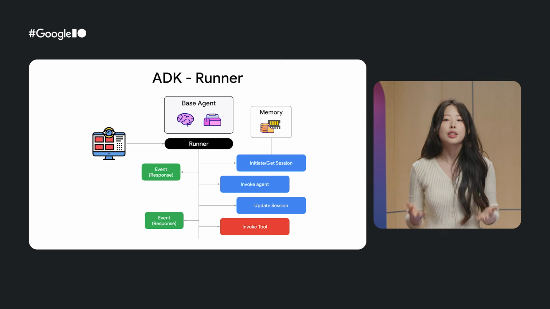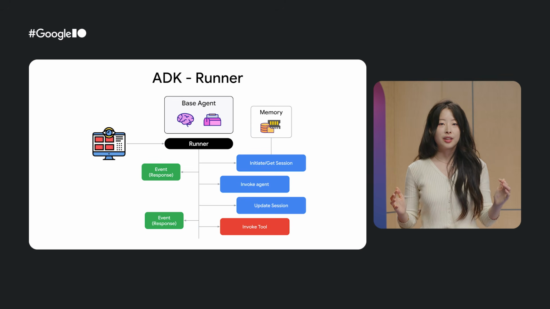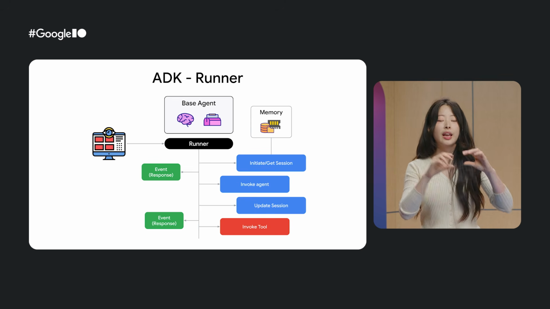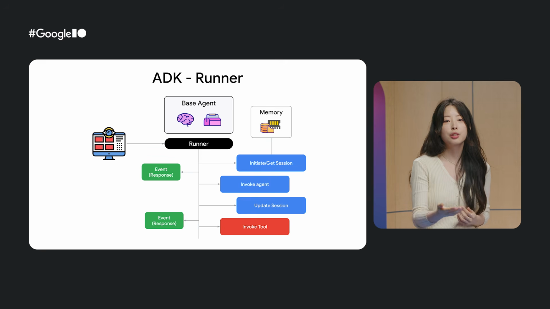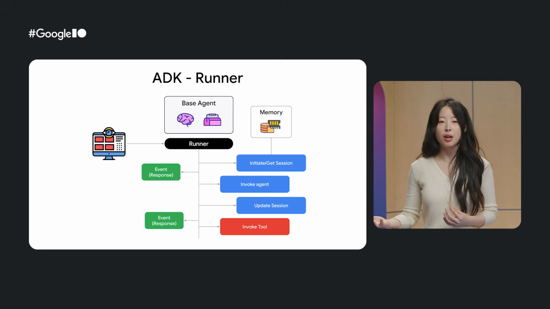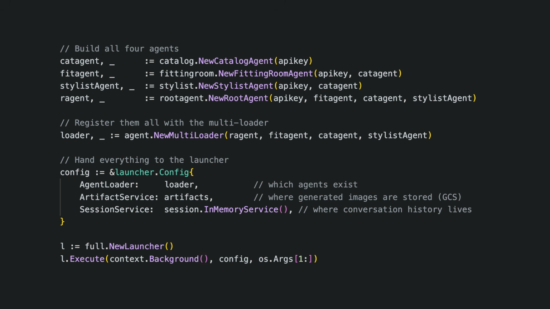The runner is what executes everything. You give it a message, and it handles tool calls, delegation, state updates, and streaming responses. In the main.go file, we build our agents and pass them into the ADK handler. This also gives you the ADK web UI, where you can chat with agents, inspect events, view artifacts, and debug everything. When you're ready, the same binary deploys to Cloud Run.